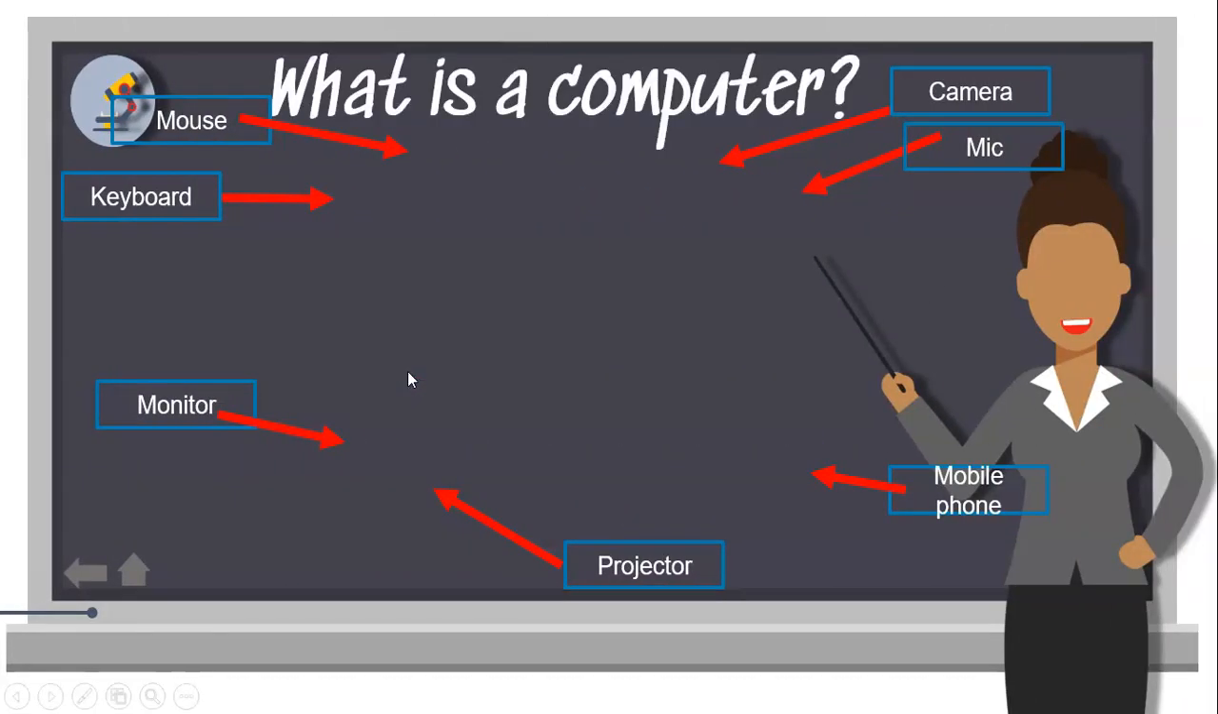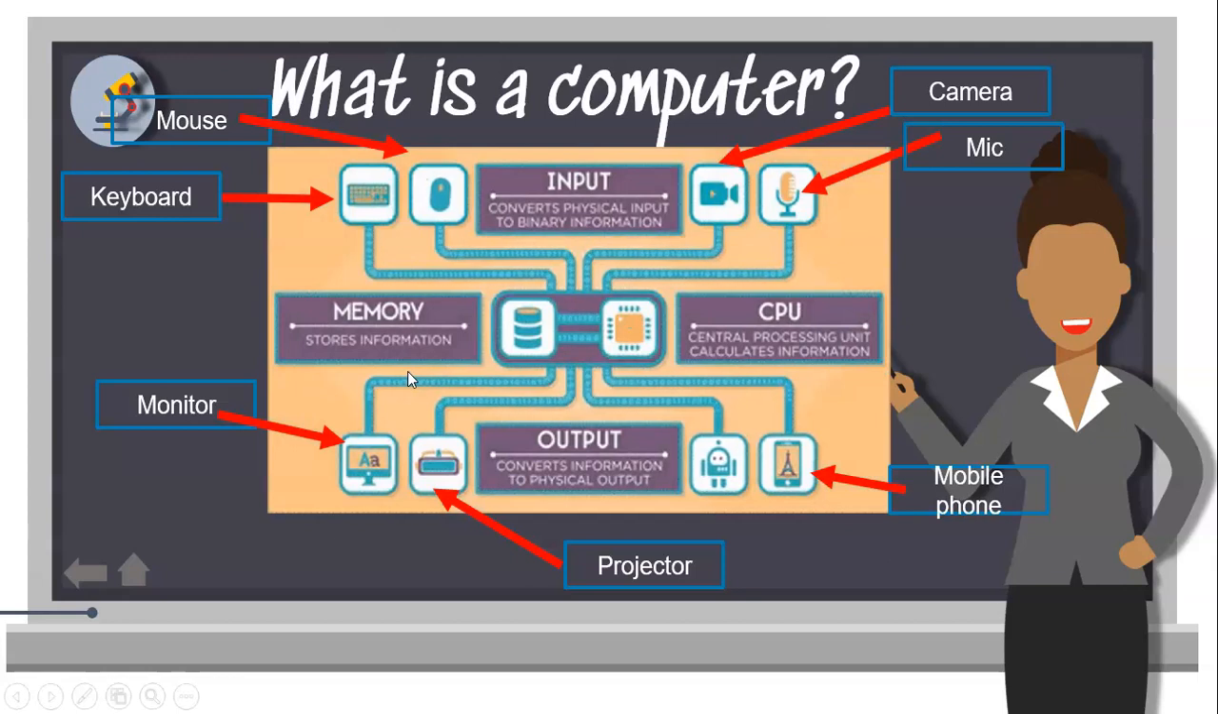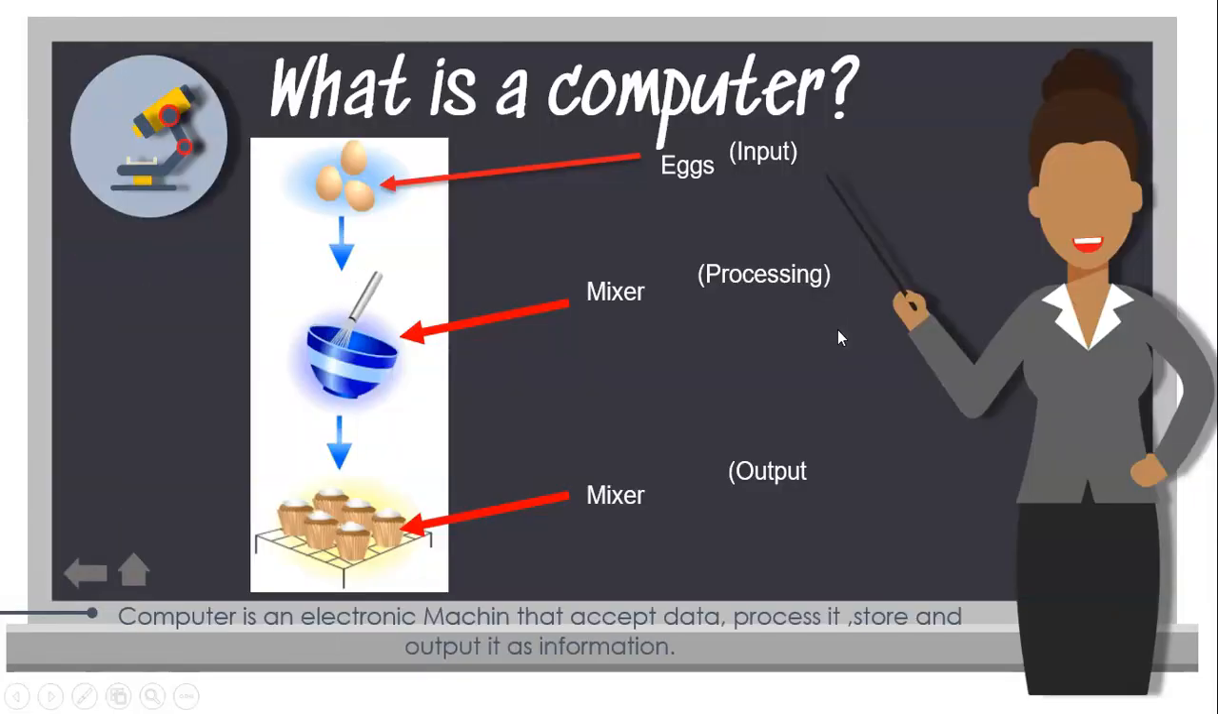Now, look at this. There is a memory, there is a CPU. In the actual computer, this mixer represents the CPU. The input, the eggs, represents what you enter into the computer. Then the output is what comes out of the computer.